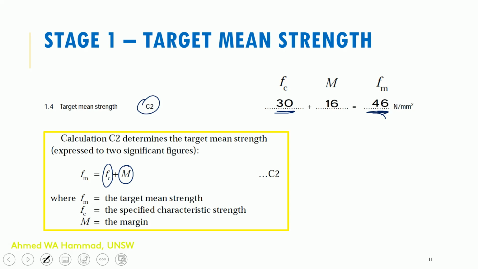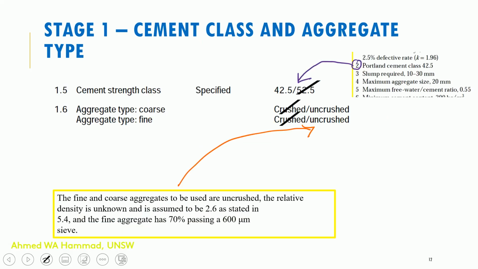And equation C2, I've taken a screenshot for you guys as well. So basically what you do, the strength that was specified by the client, the 30, plus the margin that we computed in the previous step. So 30 plus 16, and that gives you 46. So that's the strength of the concrete that you will be designing the mix for. Okay, so that was for your target mean strength.